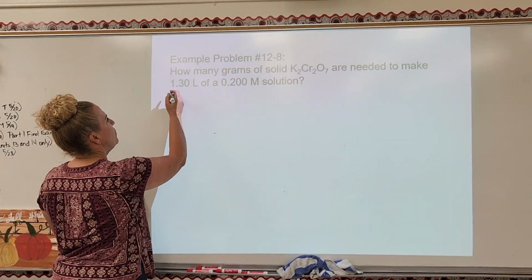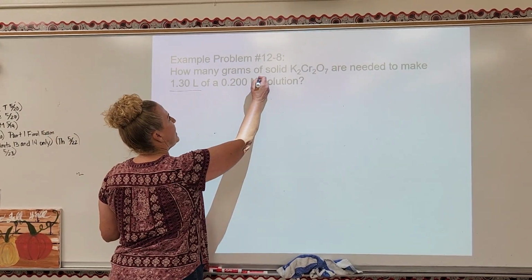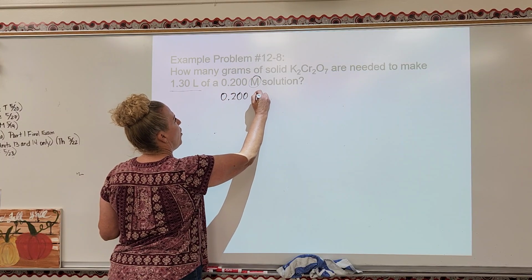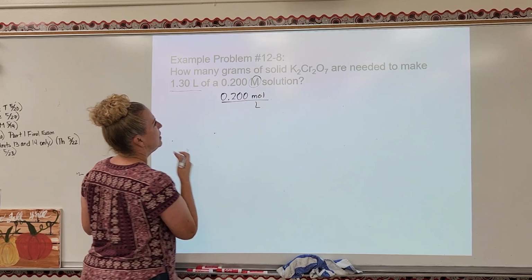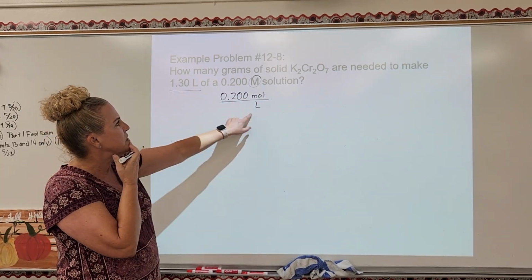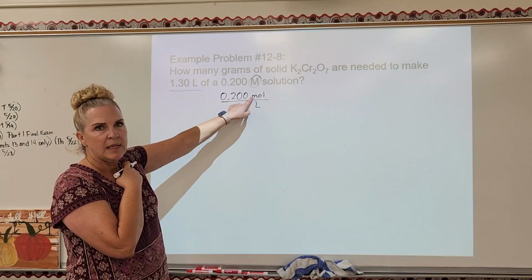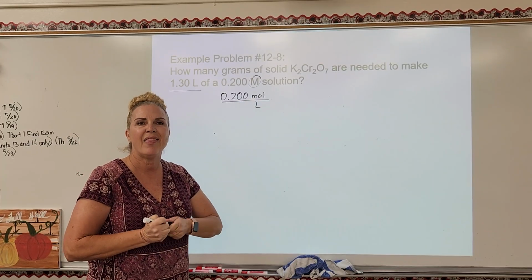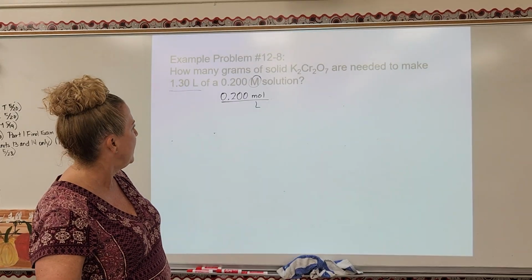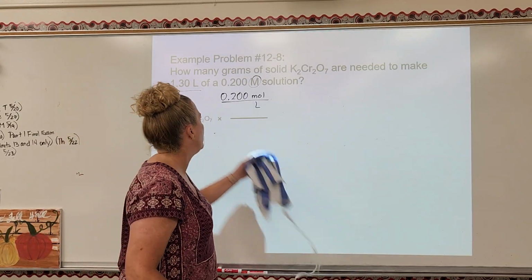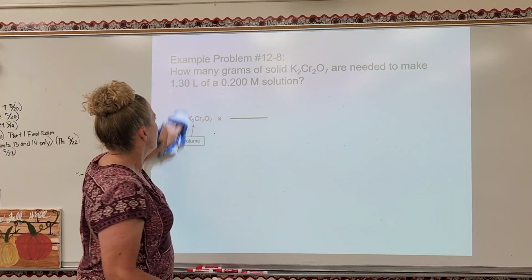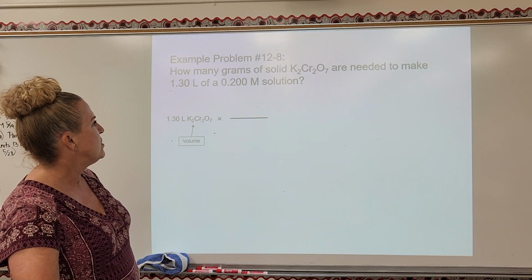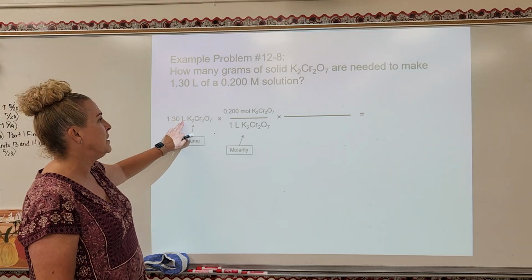So if I have the volume and I can change this to 0.200 moles per liter, again, liters, can I get to moles? Yes. And if I can get to moles, can I get to grams using the molar mass? That is the path. Let's take it. So we're going to start with our volume, 1.30 liters. We are going to use the molarity, and it's in liters and this is in liters.